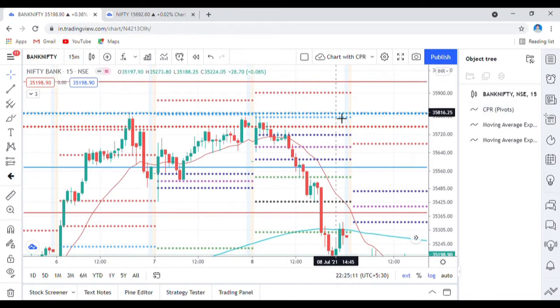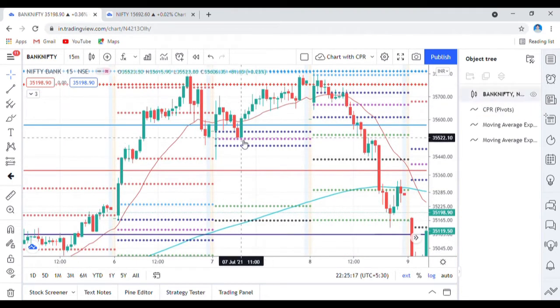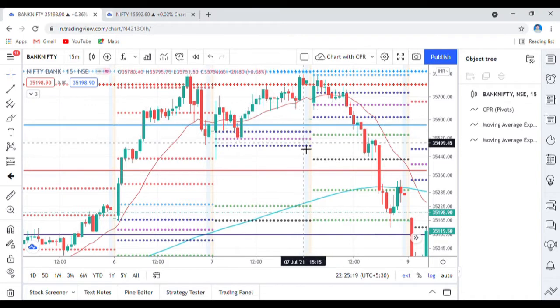This blue crisscross line which you are seeing is the monthly high, and the dotted line which you are seeing is the daily pivots, and the straight horizontal line which you are seeing is the weekly pivot.